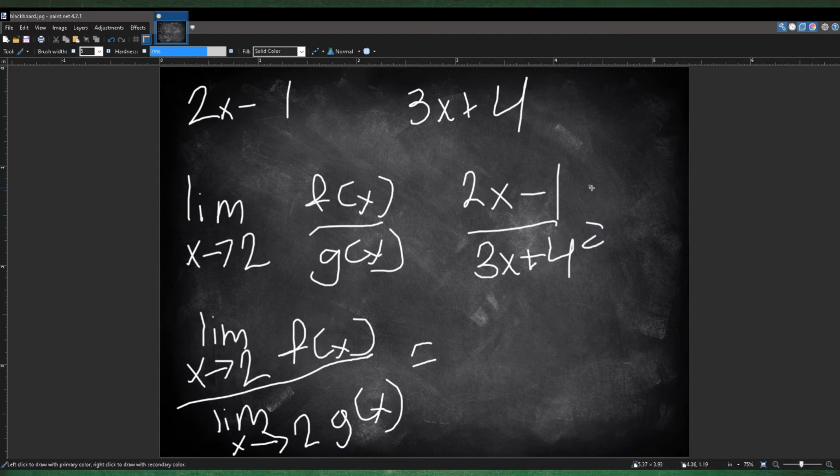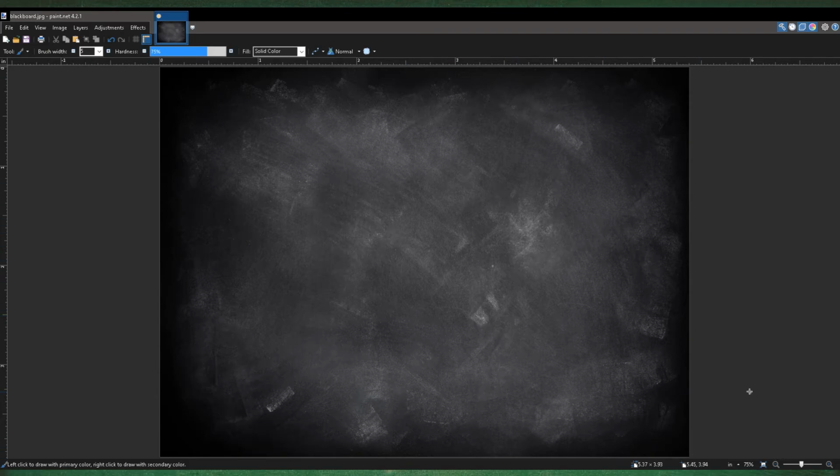So if you do this by here, that's 2x minus 1, 3x plus 4. Plug in 2, so that's 3, and this is 10, so that's 3/10. Or you could do this by parts. So the limit as x approaches 2 of f of x, that's 4, that's 3, all over the limit as x approaches 2 of g of x, so that's 6, and that's 10. And we just do that individually by parts. So it keeps track of all these the same.